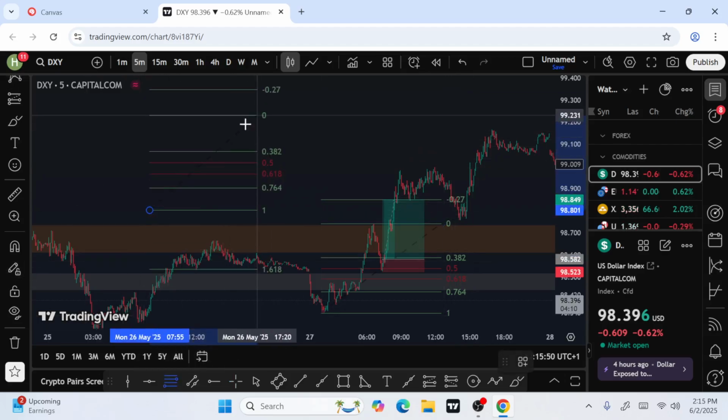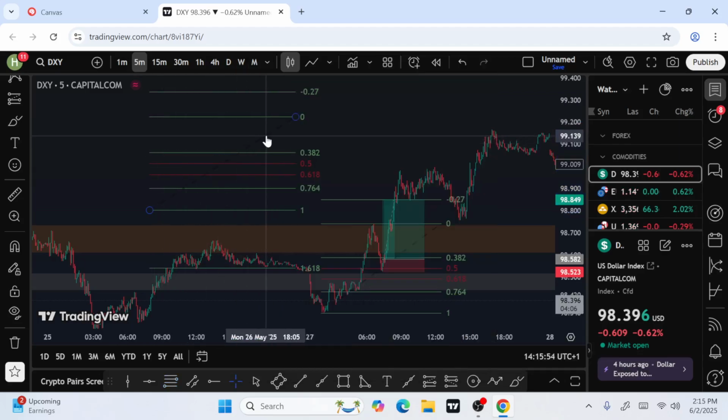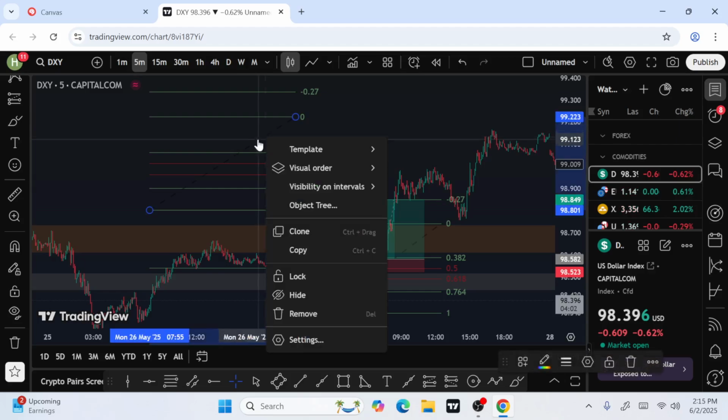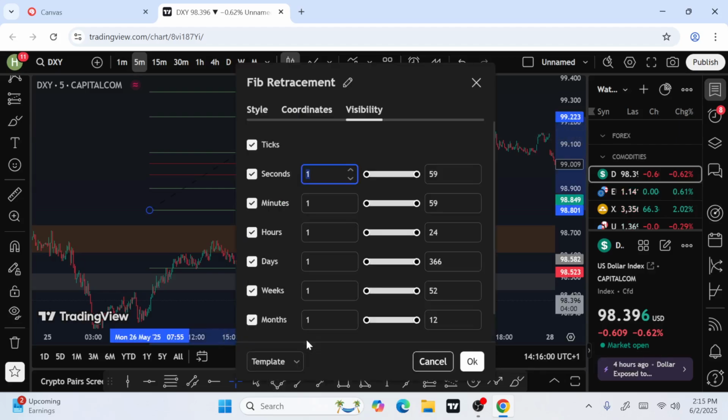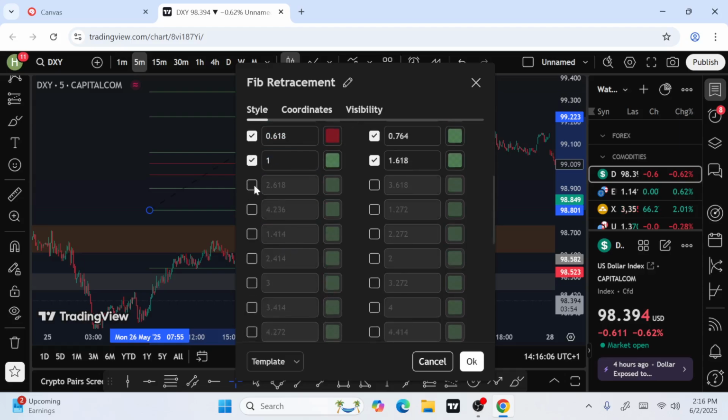You place it, boom. You will right click. Once you right click, you go to settings. Once you go to settings, go to style. Now, these are the boxes where you can set each of those ratios given.